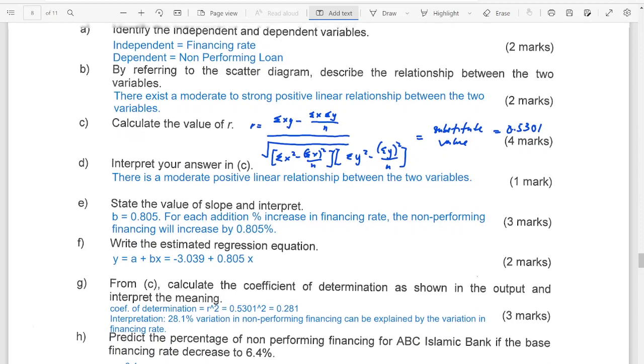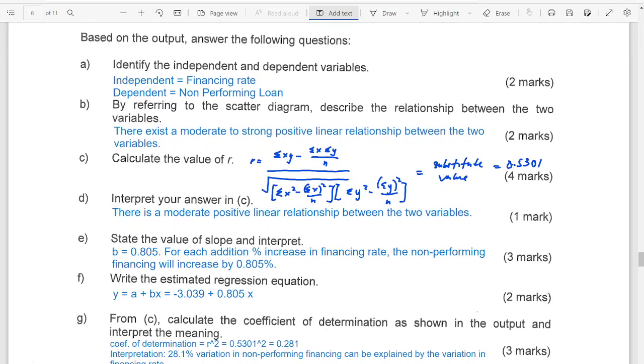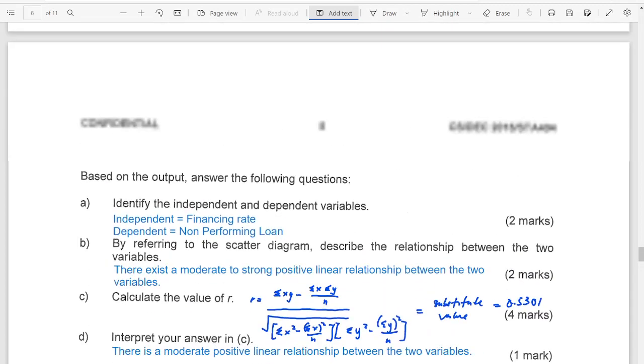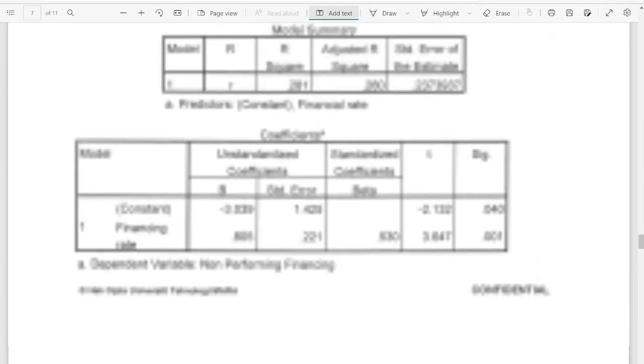Okay, let's go back to the calculation value of the R. Okay, so this is a simple linear regression whereby you only have one variable for the independent variable. When you calculate the value of R, you get the value of R to be 0.5301. Okay, actually this answer is already in your output. Okay, you boleh tengok kat sini. So this value is actually the same as your beta value. Okay, you tengok dekat sini, you punya standardized beta.